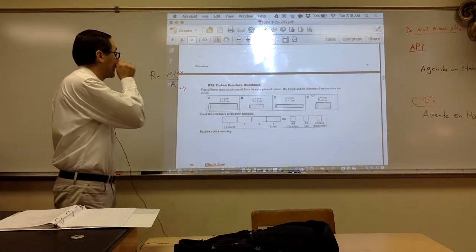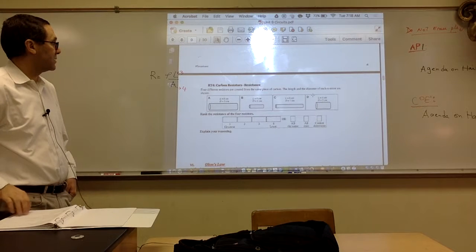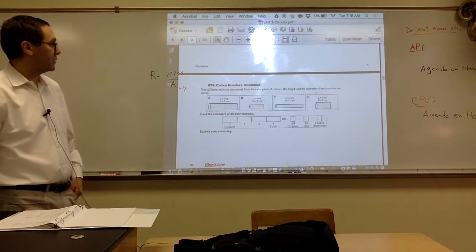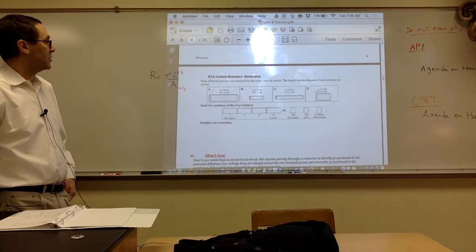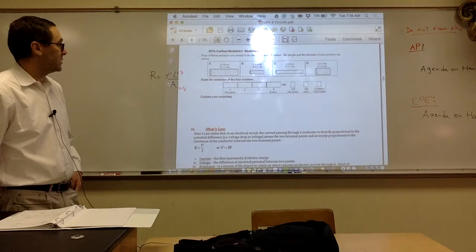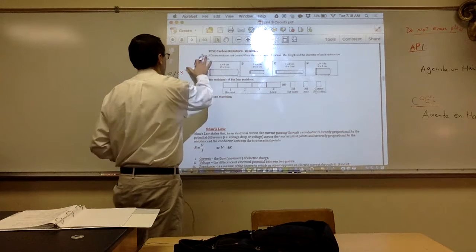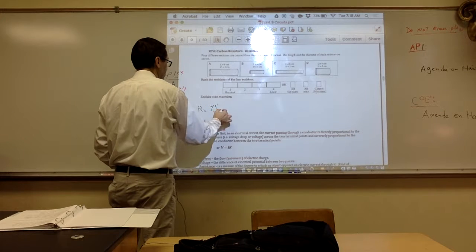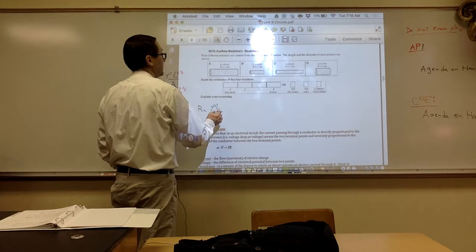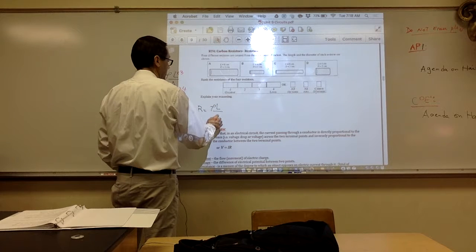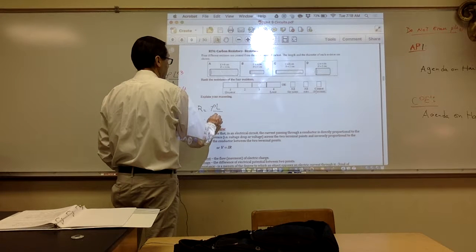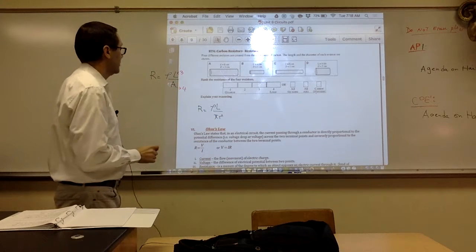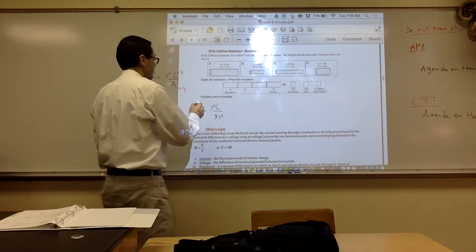Okay. Now RT4, carbon resistance. 4 different resistors are created from the same piece of carbon. The length and the diameter of each are shown. Rank the resistance. So I think we just have to do proportions here. So we're going to say that the resistance is resistivity times the length of the piece of carbon divided by pi r squared, basically. That's the cross-section area of these pieces of carbon.